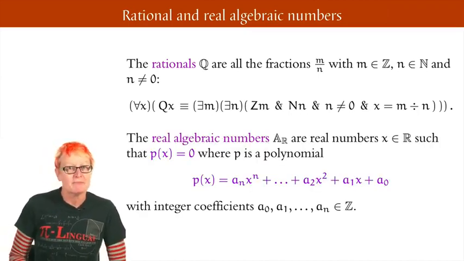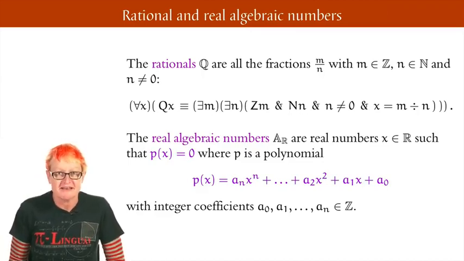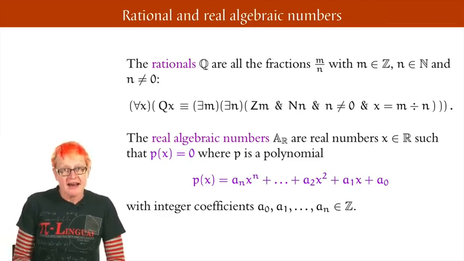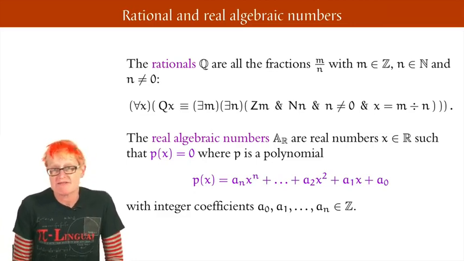The real algebraic numbers, A_R, can also be defined in predicate logic, although it is a bit fussier. A_R is the set of all real numbers x that are roots of polynomials with integer coefficients, for example, 2x squared minus 7x plus 3.